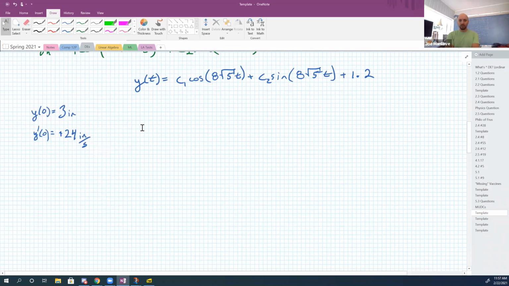All right, so I went and got my initial conditions, right? Now, I want to plug these in and solve for what? What should I be solving for here? C1 and C2. Good. I need to solve for C1 and C2. So if I plug 0 in here, that should be 3 on the one hand. And on the other side, that's going to be C1 times cosine at 0, which is 1. Good. And sine at 0 is 0. And I have my 1.2 here. So I'm going to subtract to the other side and get what? 1.8 is C1.